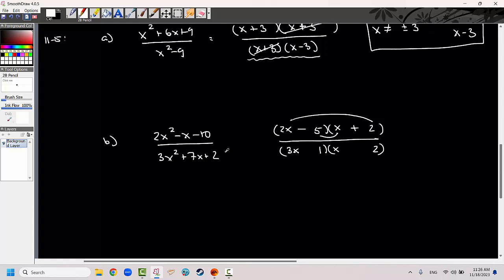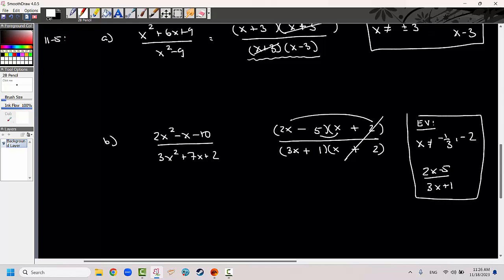And there you go. Now, let's talk reasonable expectation. I feel like this problem wants me to cancel something. I feel like a plus needs to go there for the sake of canceling out the 2's. And then a plus will definitely go there because the last guy's positive. Okay, so from here, let's talk excluded values. You might be ahead of me. If you are, great job. X cannot equal negative 1/3 and negative 2. And now we're going to cancel out our commonalities. And so I've got 2x minus 5 over 3x plus 1. And that is my answer for B.